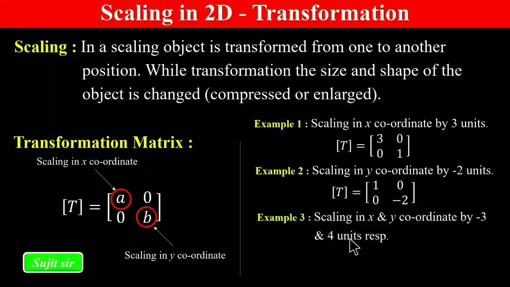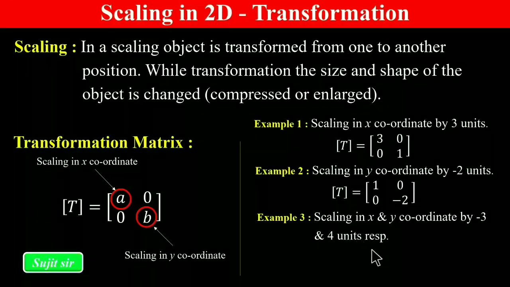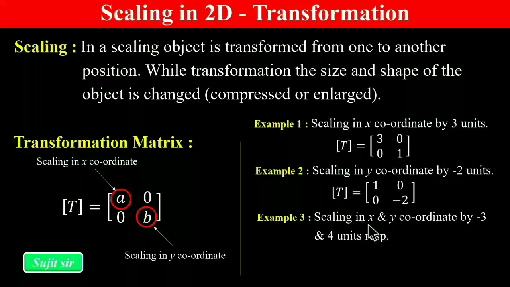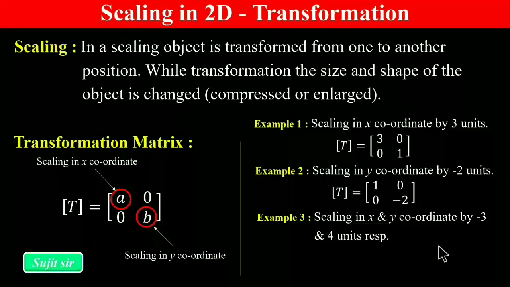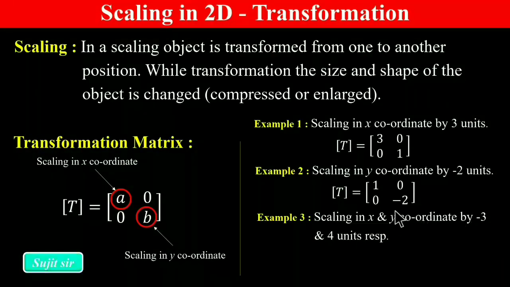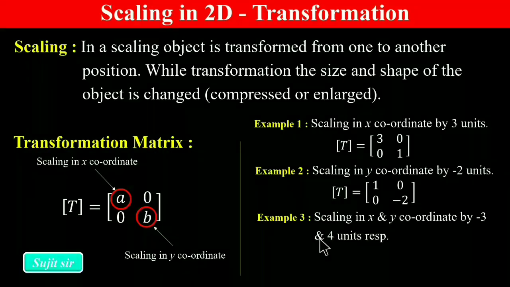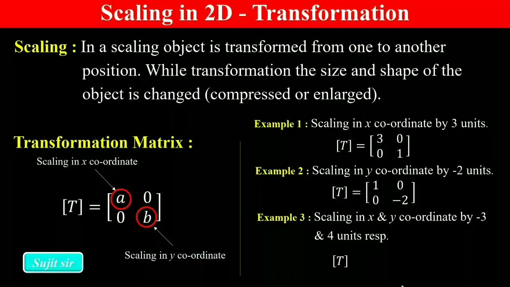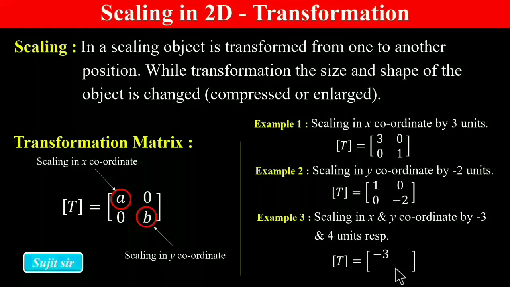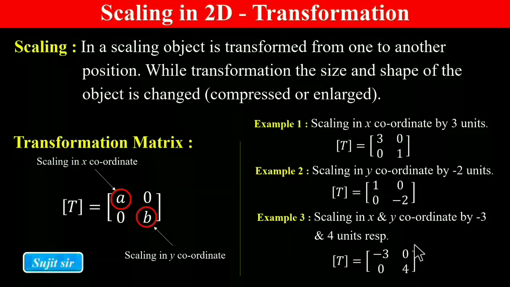One more example. Suppose there is a scaling in x and y coordinate by -3 and 4 units respectively. That means there is a scaling in x coordinate by -3 units and y coordinate by 4 units. Then its transformation matrix is -3 0 0 4.